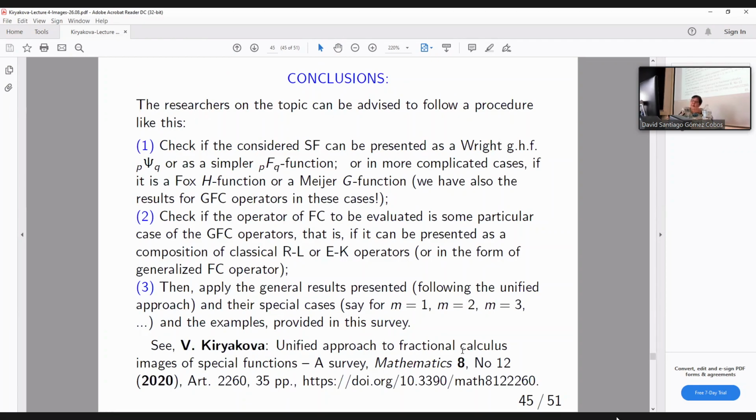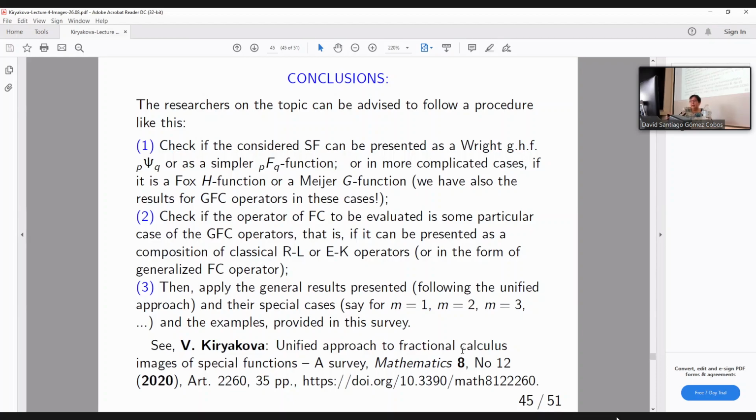Some conclusions on that part of the talk are the following. Instead of doing new experiments and exercises, if you would like to evaluate the image of fractional calculus operators of a special function, first try to recognize the special function as a generalized P psi q function, or simply a pFq function, or in the more complicated case as a Fox function or G function, and apply the results I mentioned.